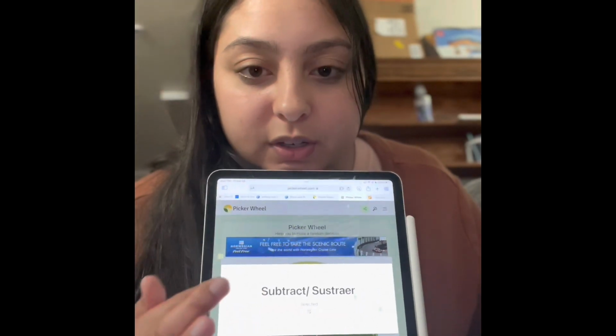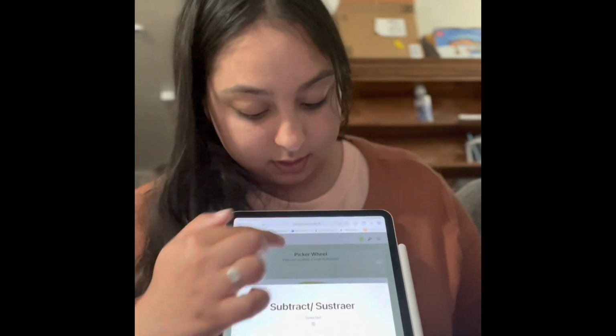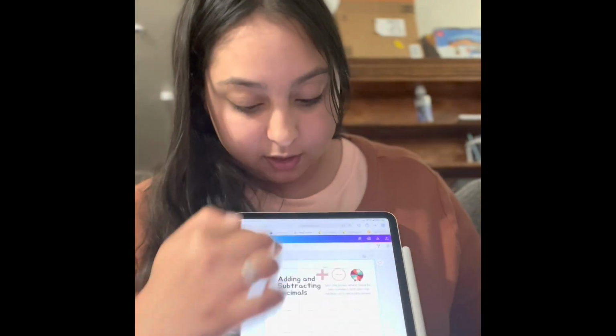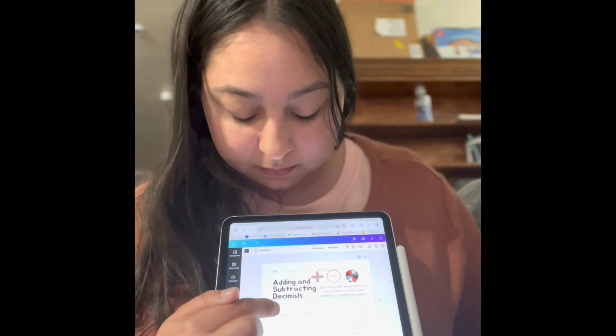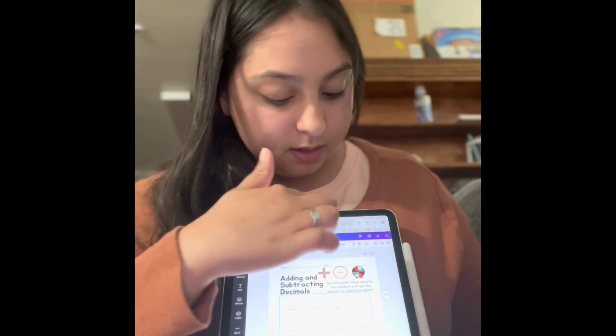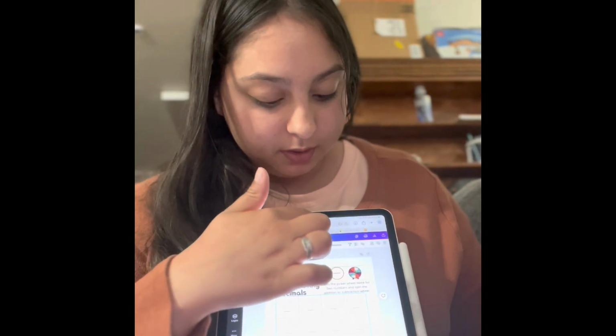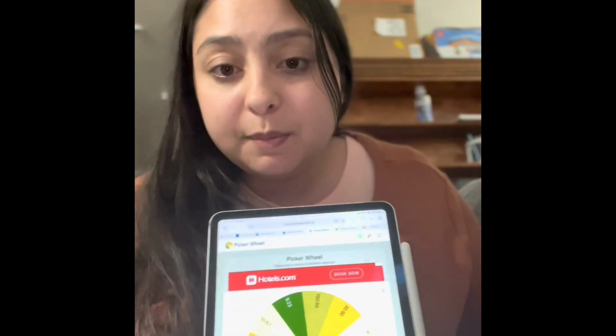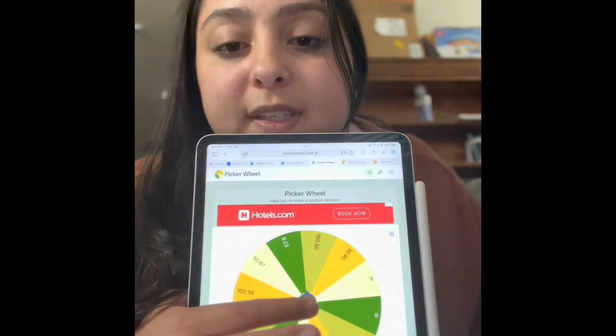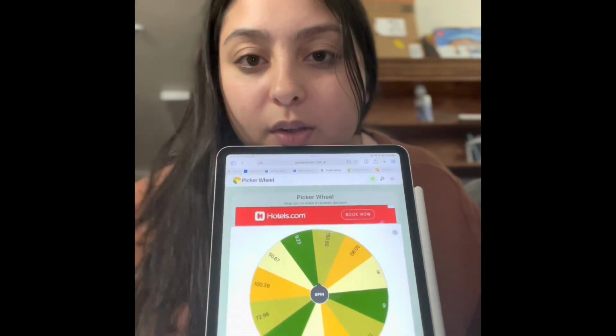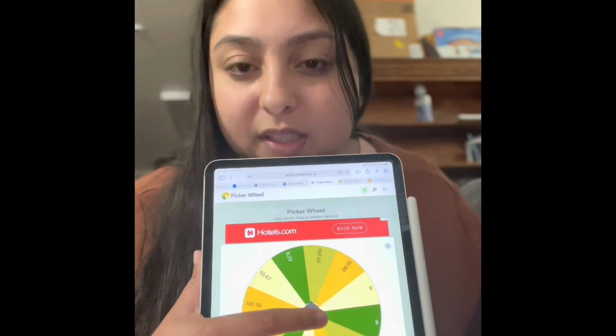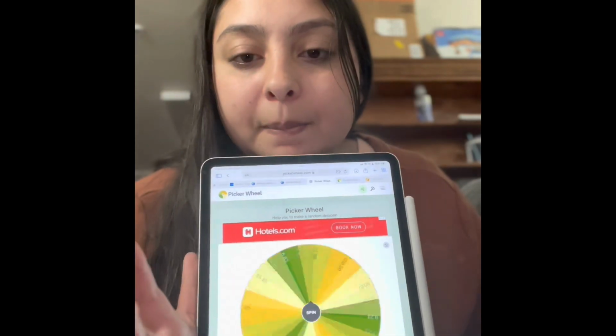Okay, so we are subtracting first. So that's going to be in our first box. And then we're going to go over here to our second picker wheel. And this one we're going to spin twice because you're going to be adding or subtracting two numbers. So in this case, we're going to be subtracting two numbers.